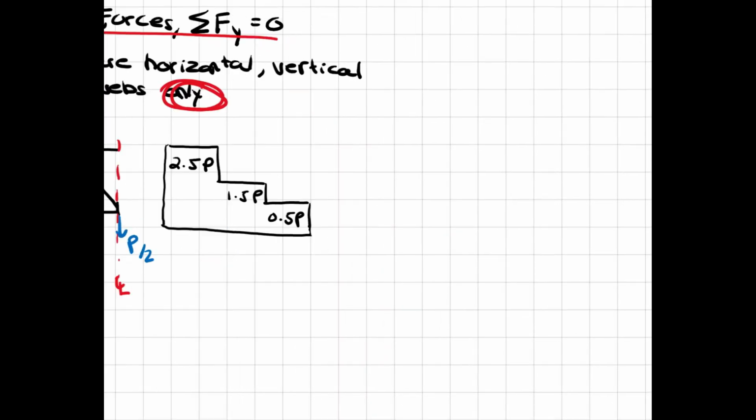Okay, moving on to our third and final step. Step 3, which is chord forces. And this is where the sum of all forces in the x direction is equal to 0.